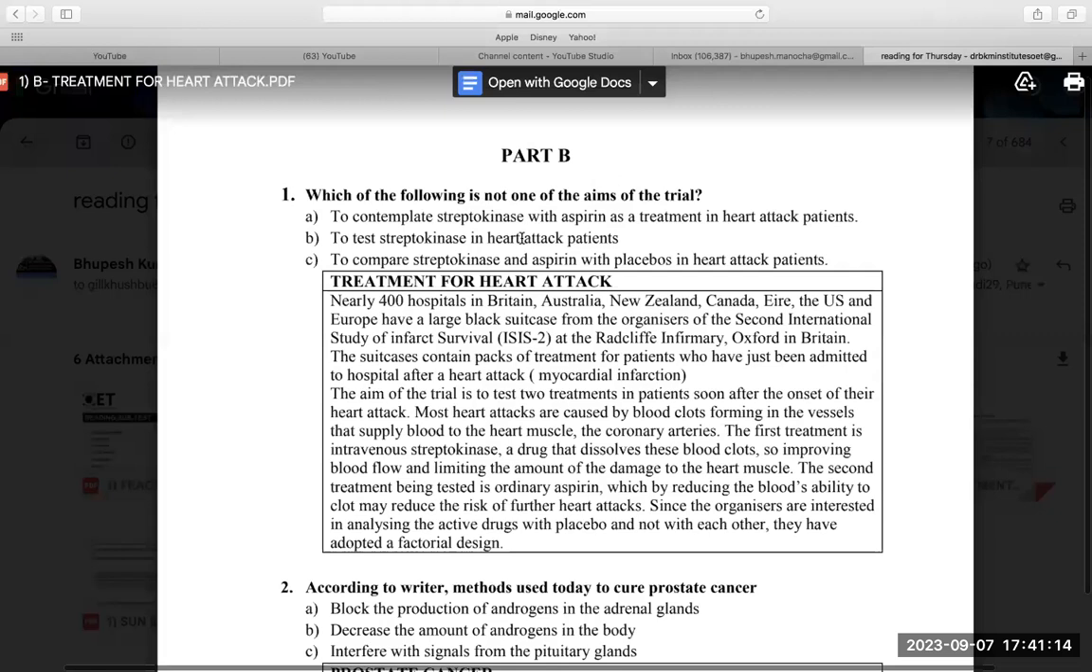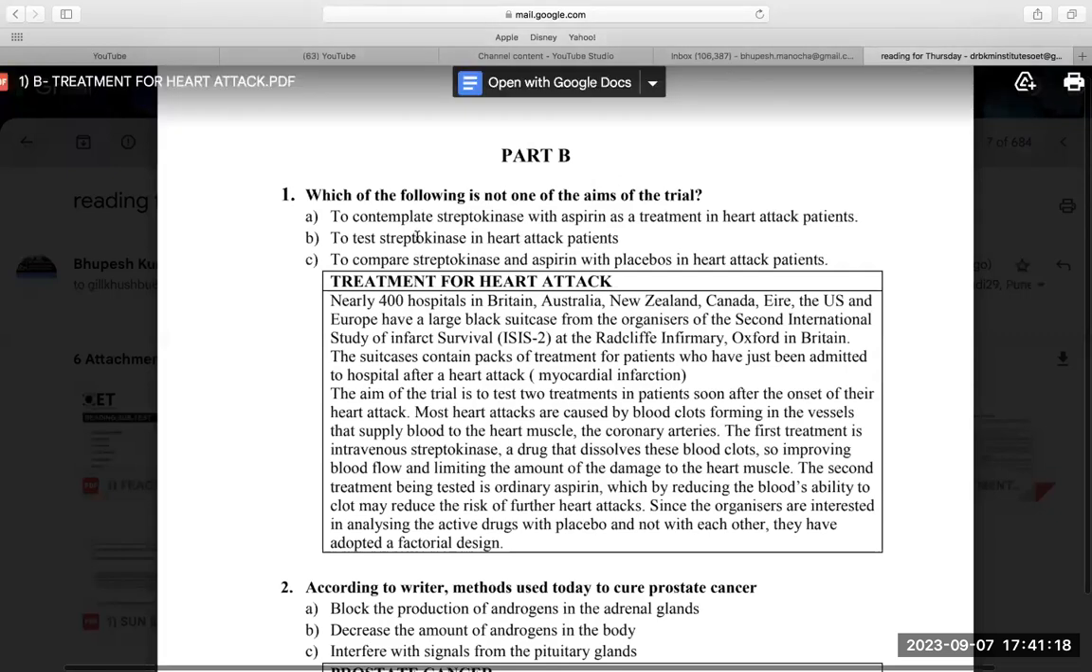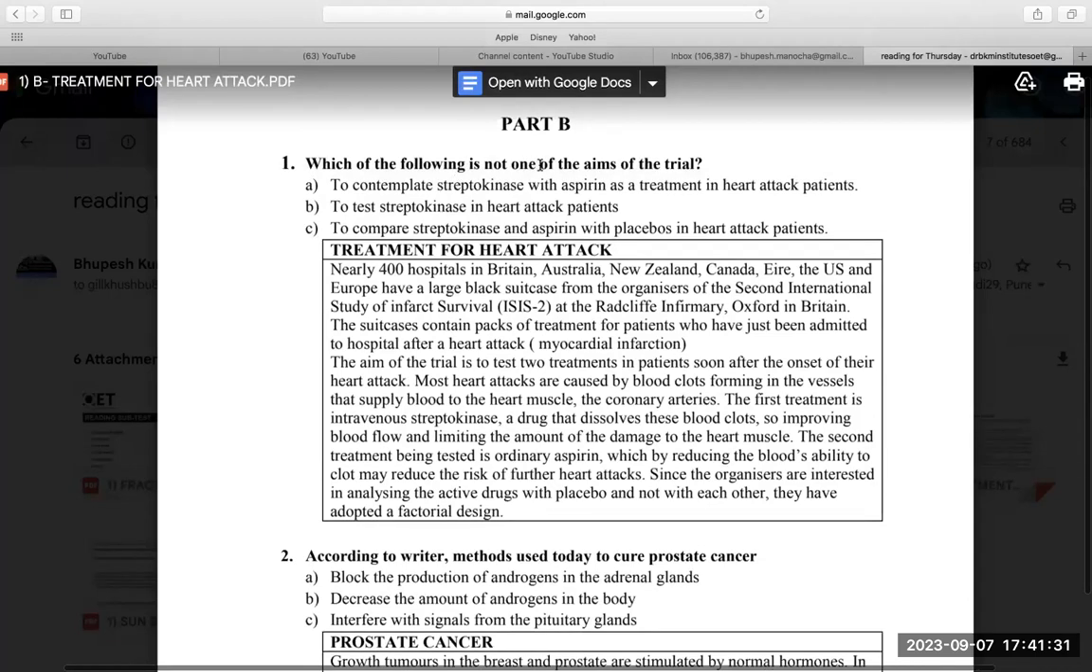And to test streptokinase, that was given. That was the first thing they wanted, true. This they did not want. They did not want to compare streptokinase with aspirin. They did not want two drugs to compare with each other. So A option went out because our question was what is not one of the aims.